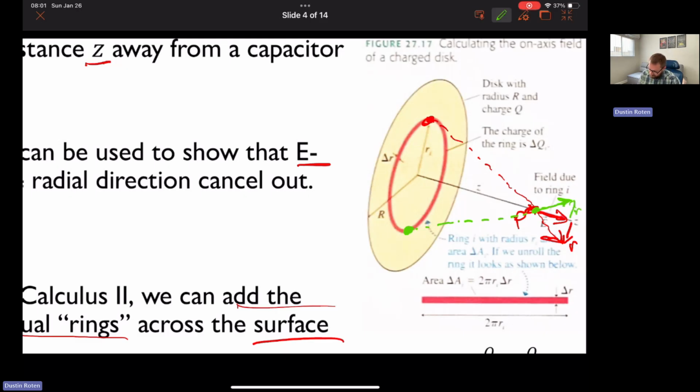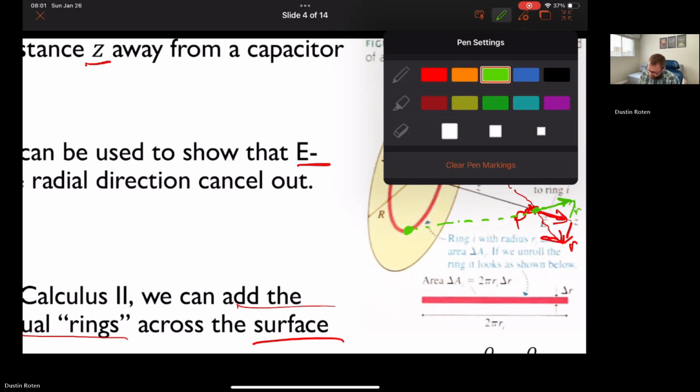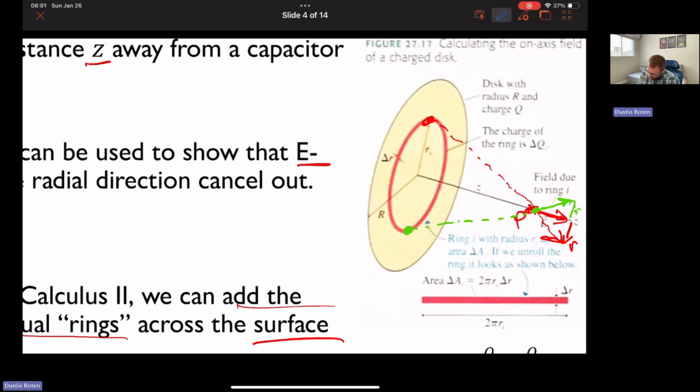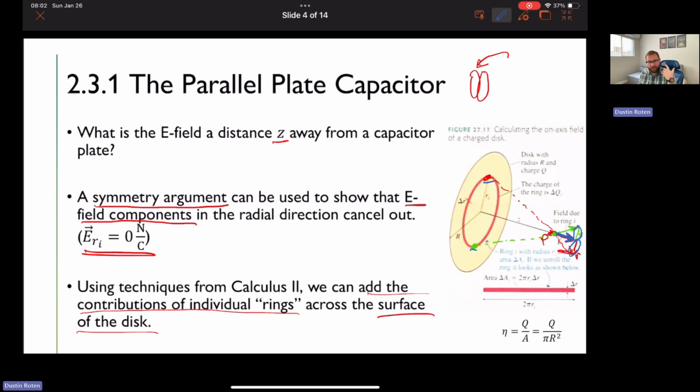Here you'll see the component of this vector that's pointing out radially, let's mark it in blue. The component from this green piece is pointing radially, essentially in the opposite direction as this component from the red piece. So these two vectors are going to cancel each other out. The only thing left over is the along z-axis components of these two vectors. So there is our argument from symmetry.